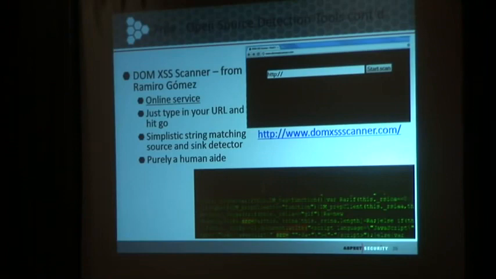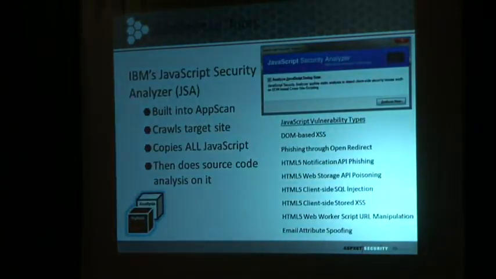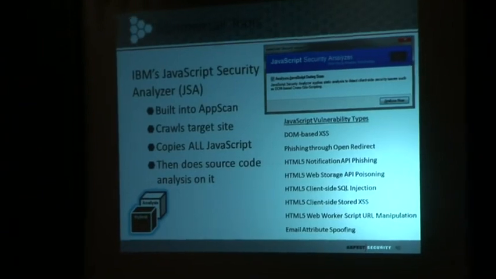You go to the website and you type in your URL, and it does some scanning of that website and tries to find vulnerabilities that way. So on the commercial side, beyond Dominator, IBM has done a lot of work in this space. They've built something called the JavaScript Security Analyzer that's built into their dynamic analysis tool, which is interesting. So in their dynamic analysis tool, it scans your website and does what it does, and then also downloads all your JavaScript.